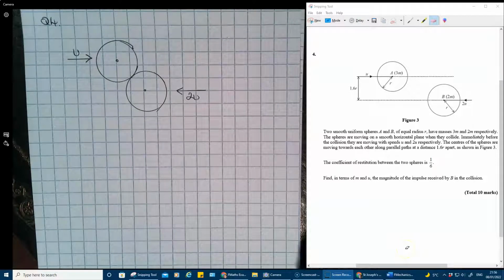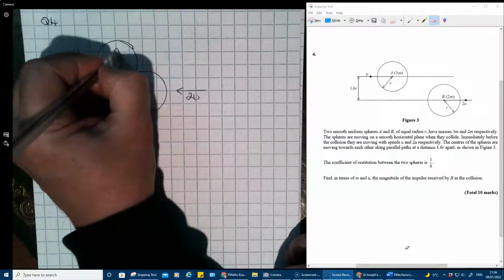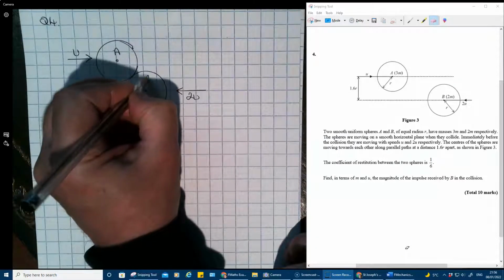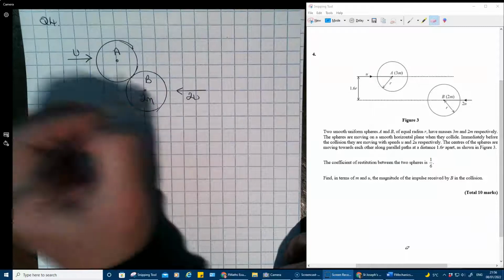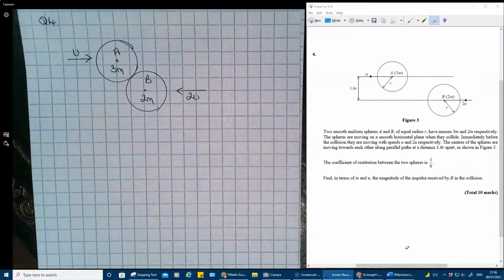Okay, we've got two spheres colliding, A and B. B has got a mass 2m, A has got a mass of 3m, and they're colliding offset against each other. Now clearly it's important we find out the angle of collision.